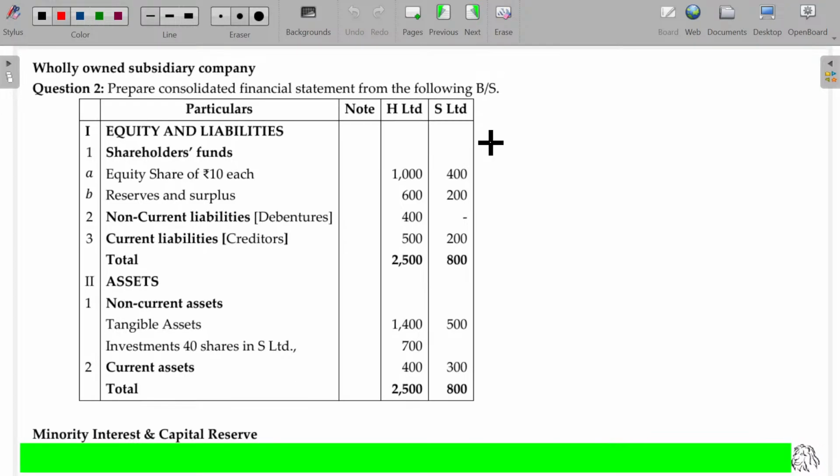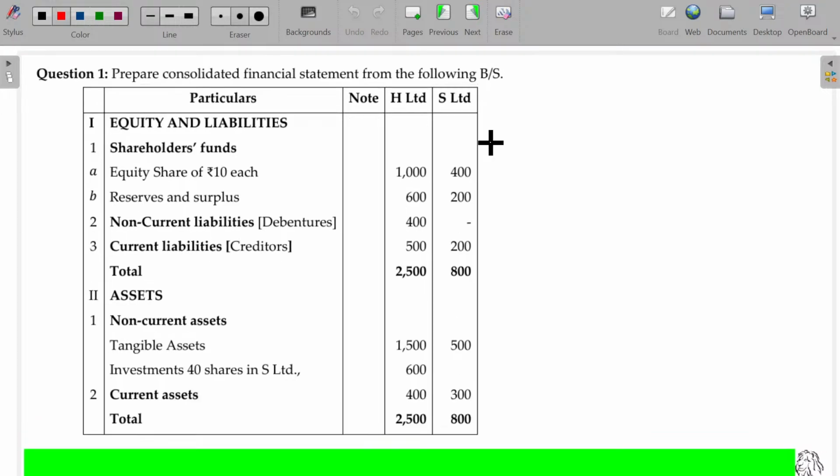Now let's come on. Try to solve this illustration. See, the illustration is very simple. Whether you follow the format or not, the sum is very simple. What is the net worth of S Limited? S Limited, equity and reserves and surplus. We assume the reserves and surplus also exist as on the date of acquisition itself. So 600 rupees.